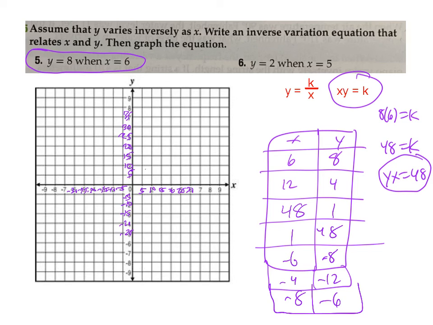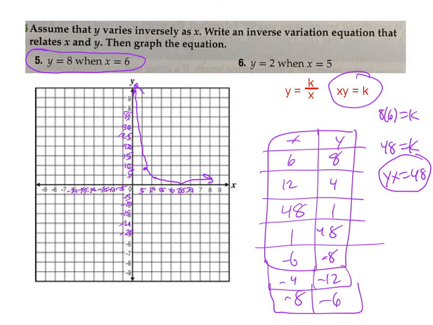So 6, 8 would be about right there. 12, 4 would be about right here. 48, 1 would be tough to graph, but we can do 1, 48 pretty easily. 35, 40, 45, yeah, it'd be about right here. And you can see our J shape that's forming, right? It's going to be kind of like that. It won't ever go to the 0, obviously, right? And so we graph that. And then we should end up with kind of an opposite U shape on the other side.